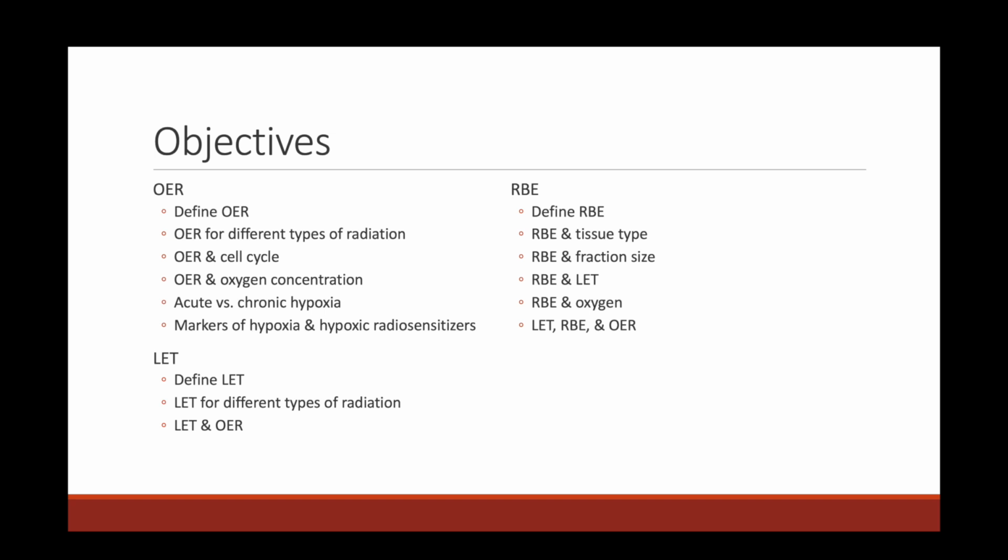LET stands for linear energy transfer, and it's exactly what the term sounds like, which is how much energy is transferred over a particular linear distance for different types of radiation. Again, we're going to talk about the definition, how it differs for different types of radiation, and connect it back to the OER and talk about the relationship between LET and OER. And then we'll end by discussing the RBE, which is the relative biological effectiveness. Again, we'll define what that is and how it differs based on various factors, including the type of tissue we're dealing with, the fraction size of radiation, and then tie it back together with the terms that we defined earlier, including LET and, you guessed it, OER.